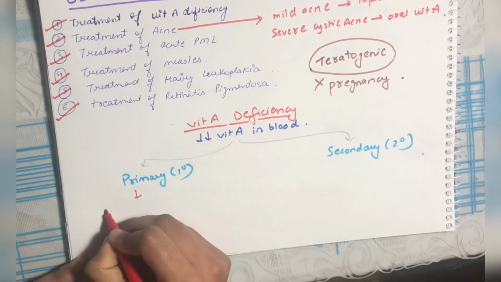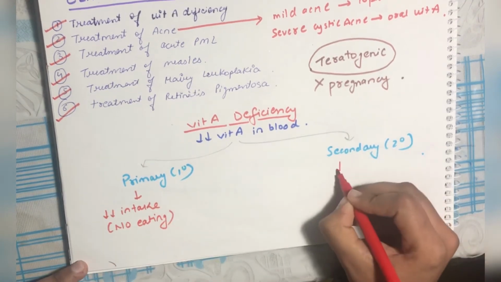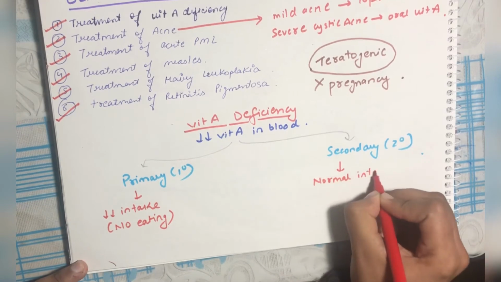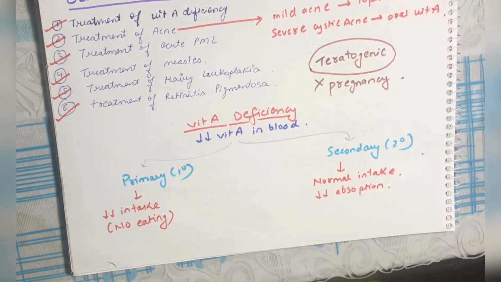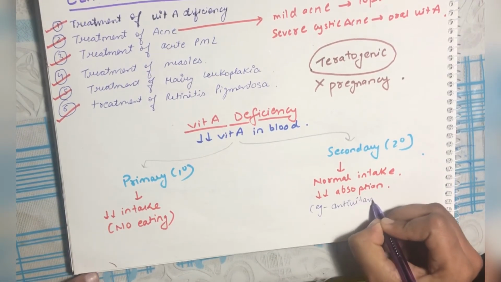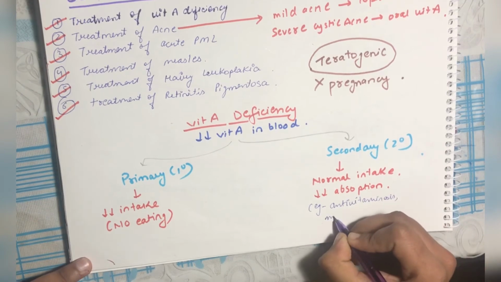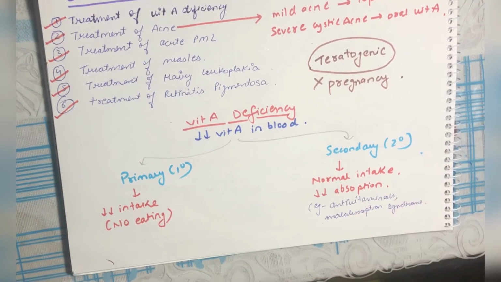So the primary vitamin deficiency is basically caused by a low intake of the vitamin, if we are not eating. The secondary is because there is a normal intake, we are eating, but the absorption is abnormal. There are two examples of abnormal absorption, that is antivitaminosis and malabsorption syndrome. So in these two things there is a secondary vitamin deficiency.